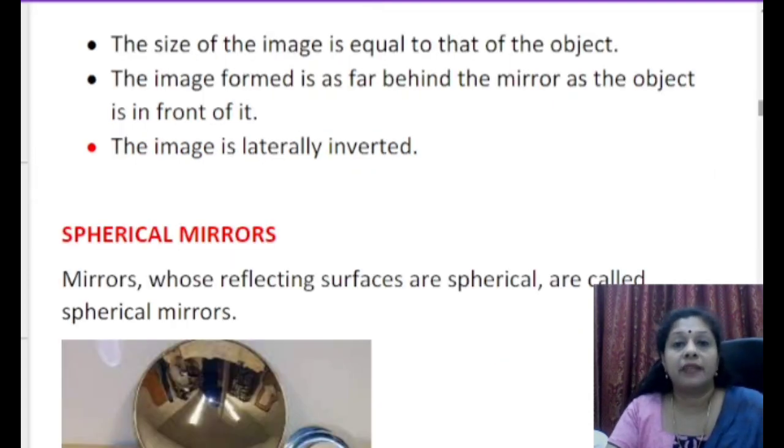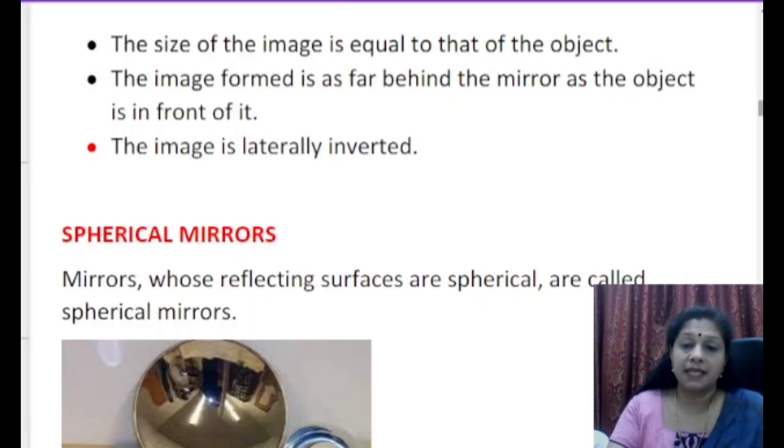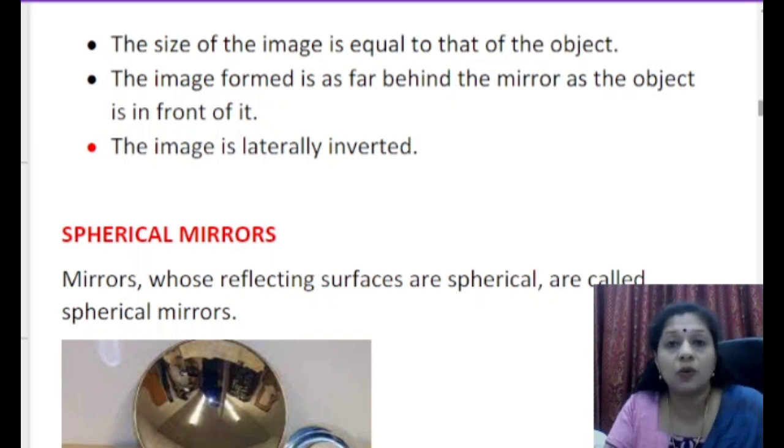Then the size of the image is equal to that of the object. If I am looking at the mirror, I see my same size inside the mirror, neither bigger nor smaller than my size. Then the image is formed as far behind the mirror as the object is in front of it. Suppose I am standing 10 steps away from the mirror, my image will also be 10 steps inside the mirror. If I move farther, my image also moves farther away. If I come closer to the mirror, my image also comes closer.